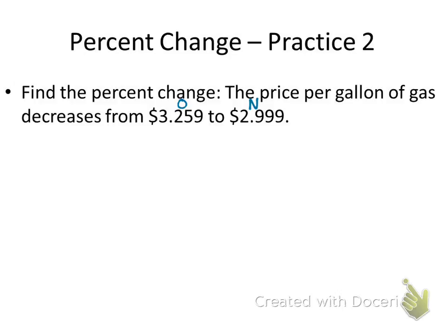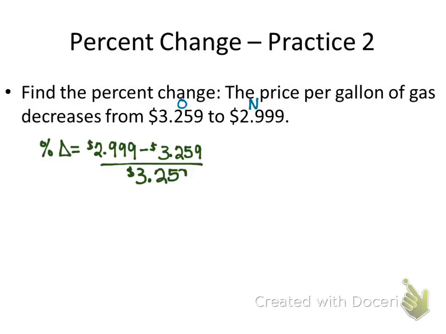All right. So for every single problem, I write my percent change equals my new number, the 2.999, minus my old number, 3.259, divided by the old number, good, which is 3.259, and the last part of the formula, times it by 100%.